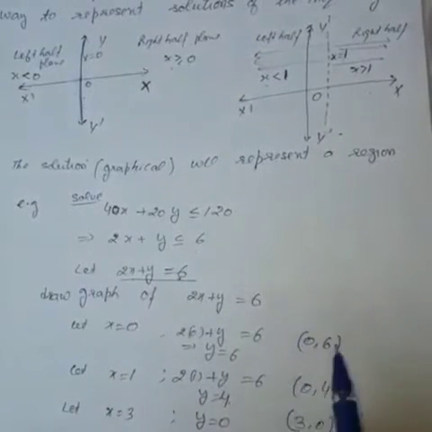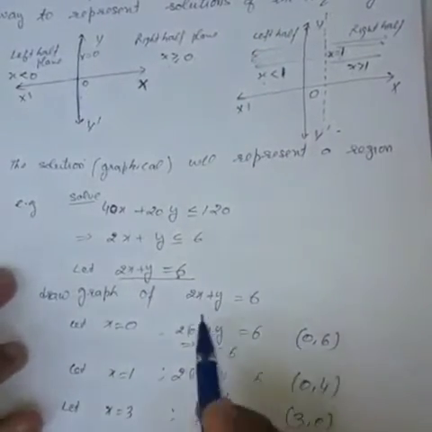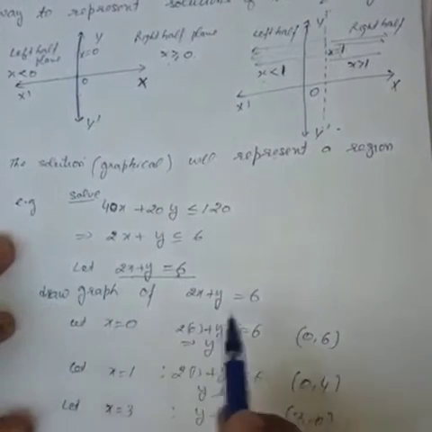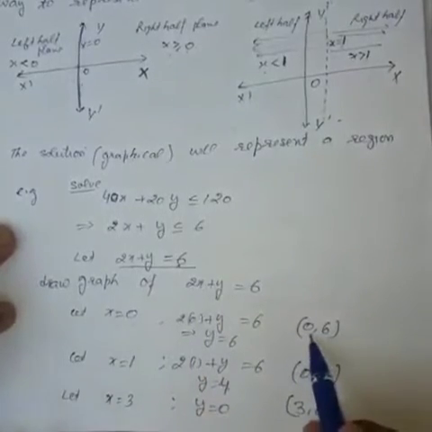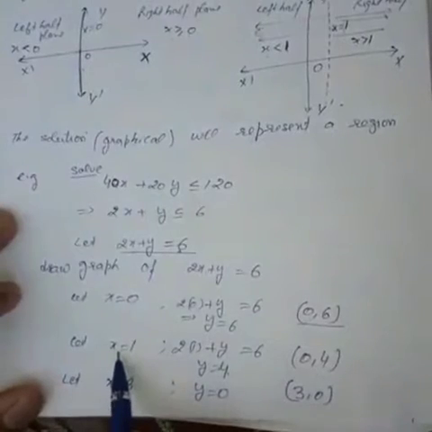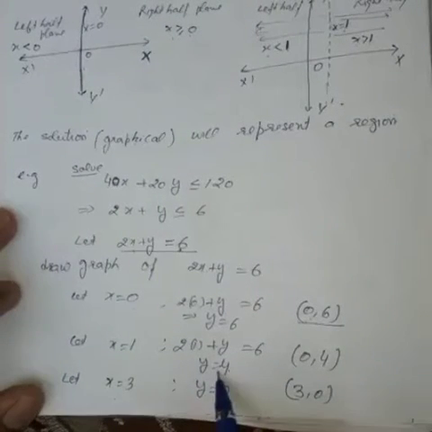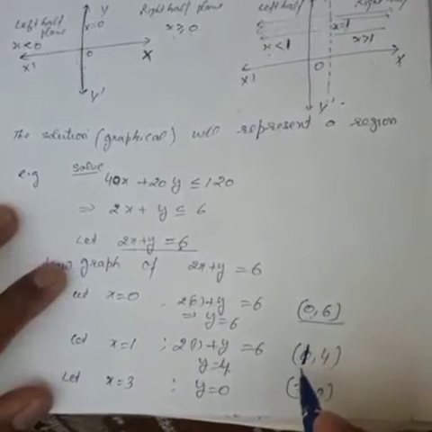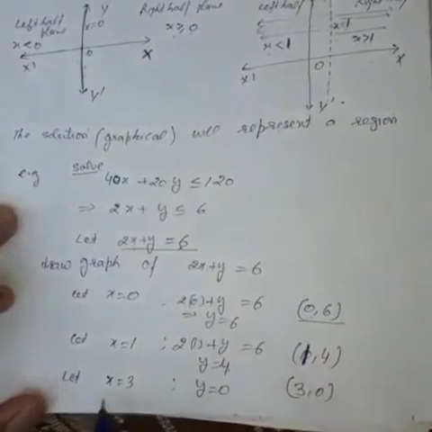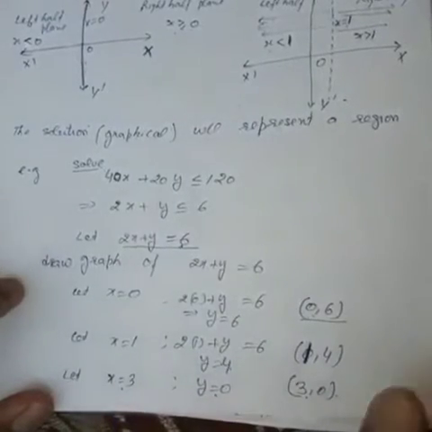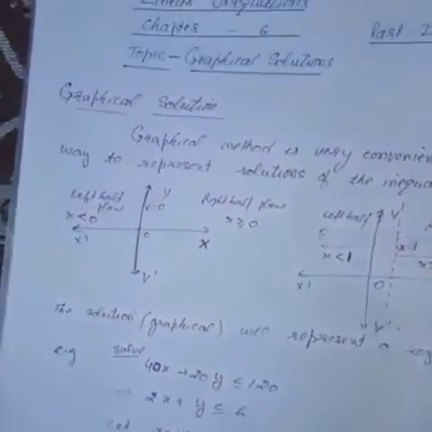We know we have to take at least 3 solution sets on this line. For that you consider x is equal to 0. You put x as 0 and find the corresponding value of y, so this is the first point on the line. Then you consider x is equal to 1, find the corresponding value of y, so this is (1, 4), the second point on the line. Similarly you consider x is 3, then y will be 0, (3, 0) will be the third point. So you need at least 3 points on the line or 3 solution sets.